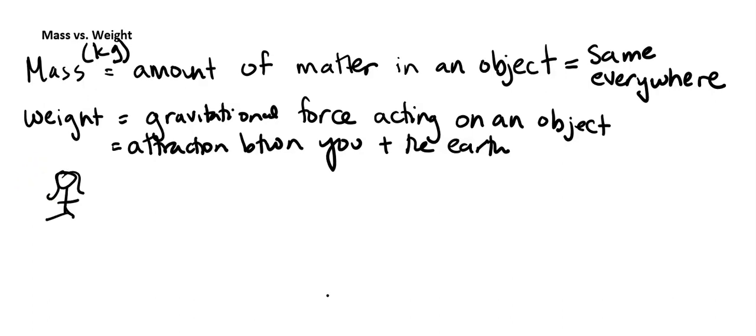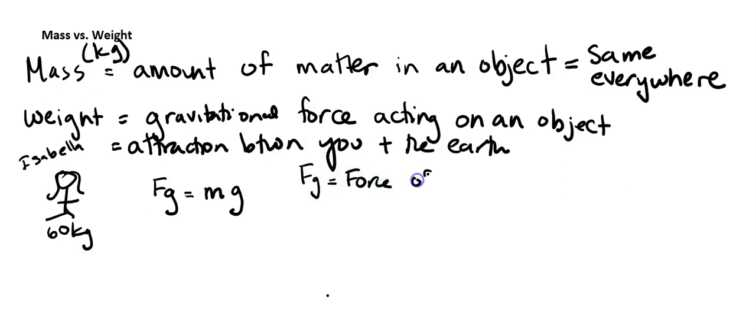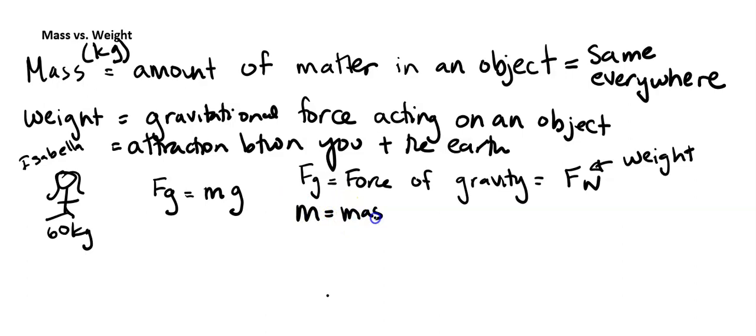Okay, so let's say I happen to have Isabella. So let's say Isabella has a mass of 60 kilograms. So, okay, let's find a couple things. So we know that the force of gravity, I'm going to go ahead and introduce the equation, is going to be mass times your acceleration due to gravity. So again, Fg is your force of gravity, which sometimes people write as Fw, so just for weight. So people kind of use those synonymously. M is your mass that stays the same everywhere, and g is your acceleration due to gravity.